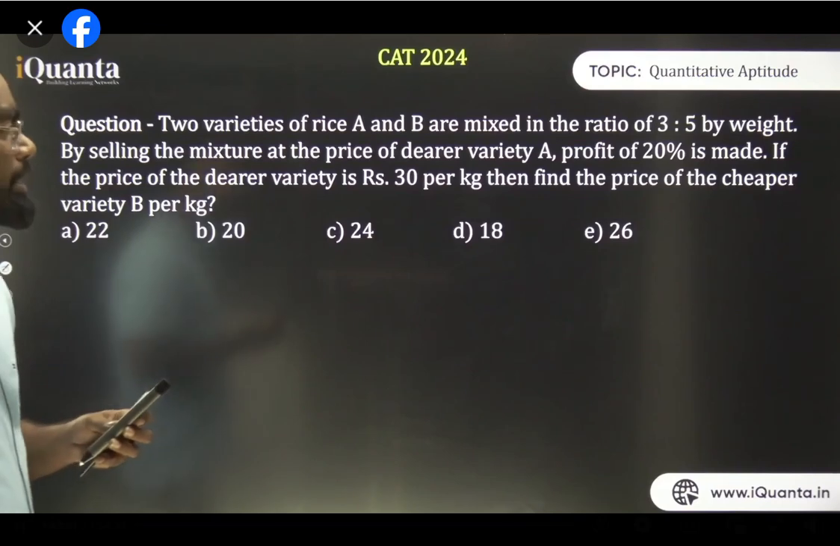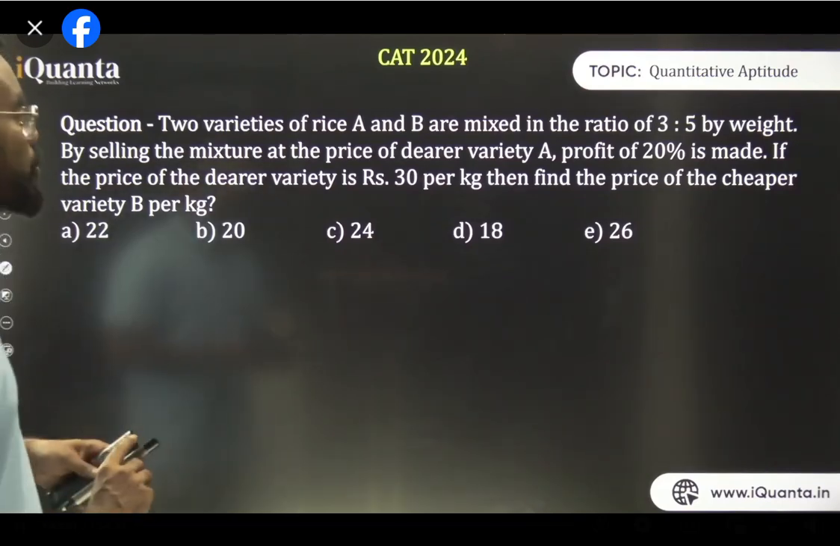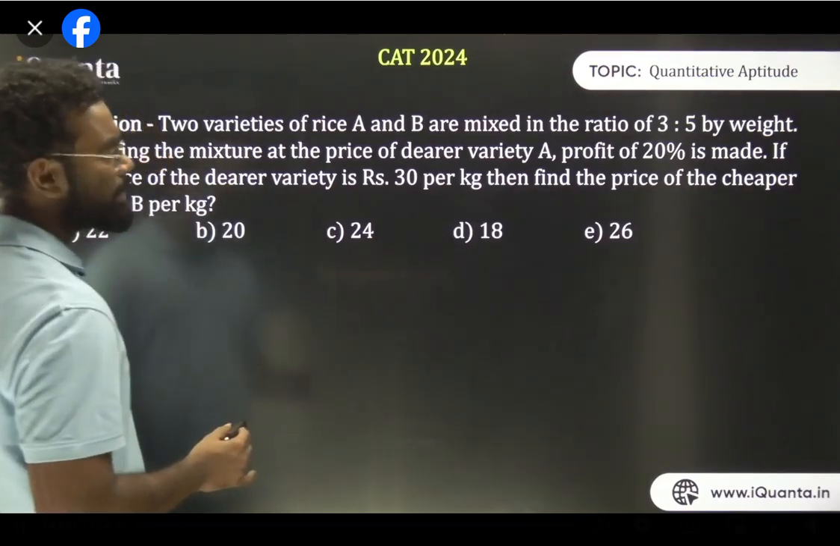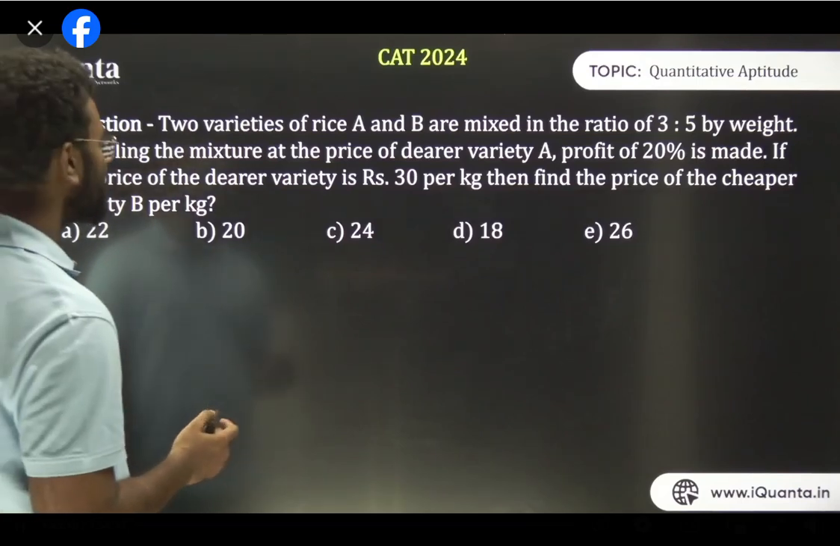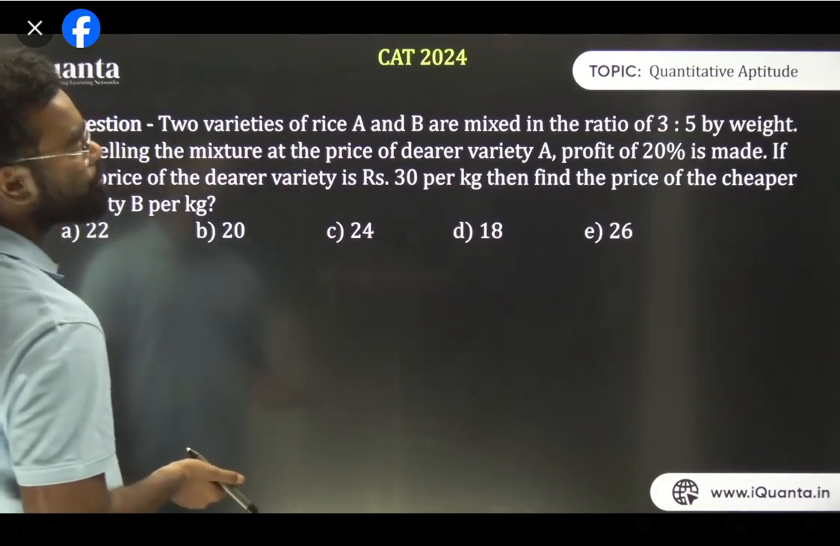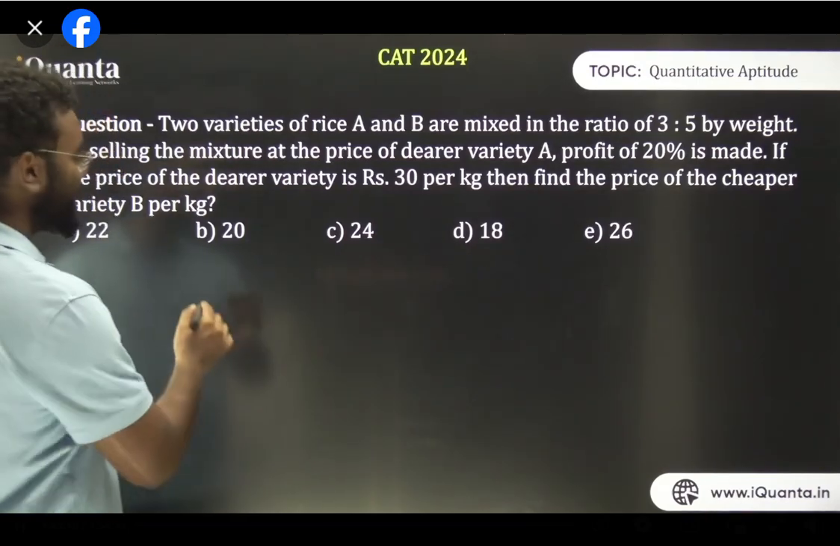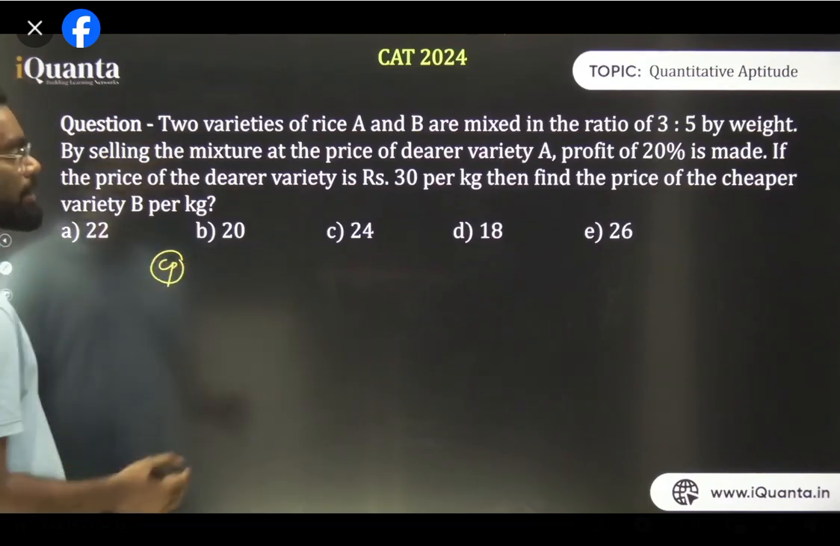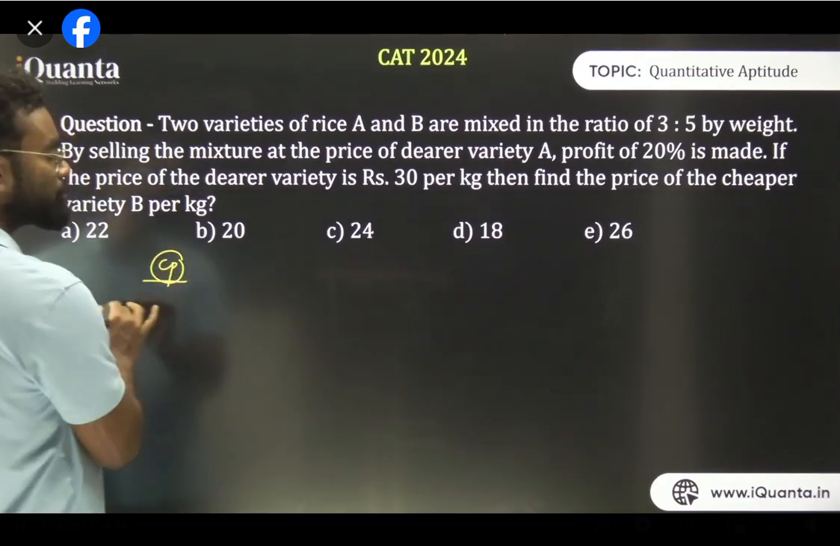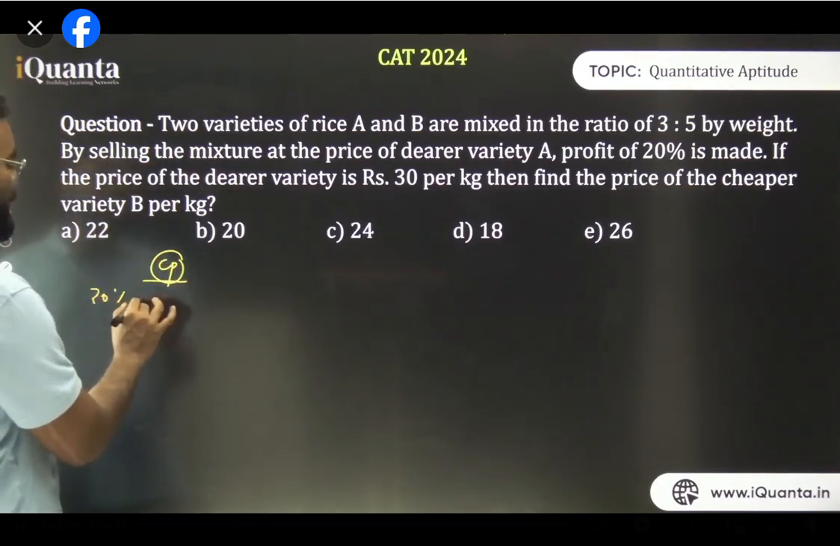So this is the last question. So we just solve this question. Everyone just check this one while I'm solving. So this is 20% made, that is profit, and it is selling at rupees 30. The price of the dearer variety is rupees 30, and it made a profit of 20%. So if 20% profit is made, what is the cost price? So he's selling it at 30. So the cost price is nothing but, now 20% is the profit. So 20% is basically 1 upon 5.